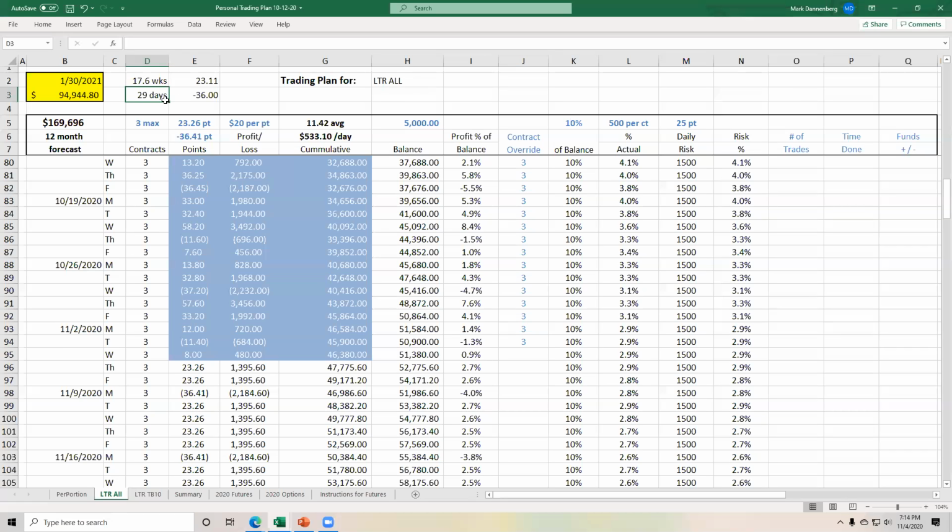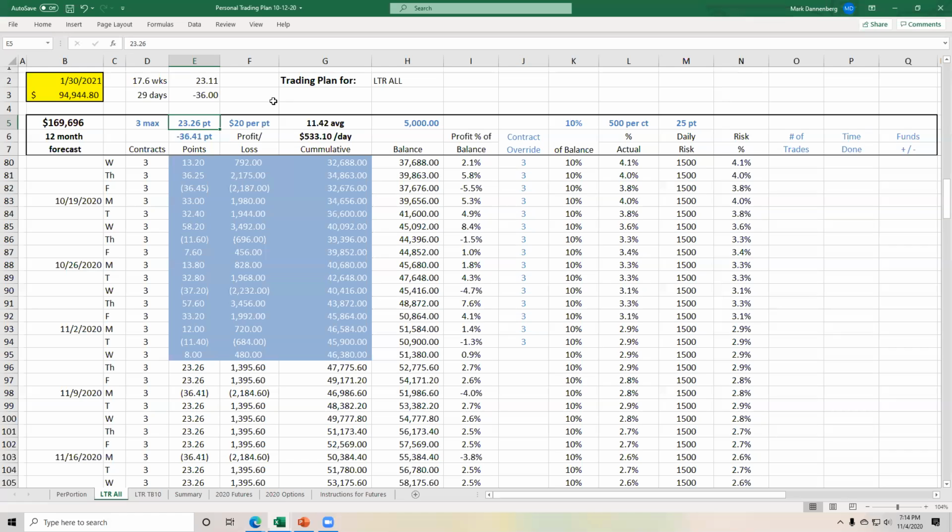So we've got 29 losing days out of 17.6 weeks. The average winning day is 23.11 points, and the average losing day is 36 points. Those averages are calculated in such a manner that they factor in the frequency rate of losing days to the number of weeks that we've already recorded. So taking that into account, these are our run rates. So what I want to do is forecast for the balance of the 52 weeks.